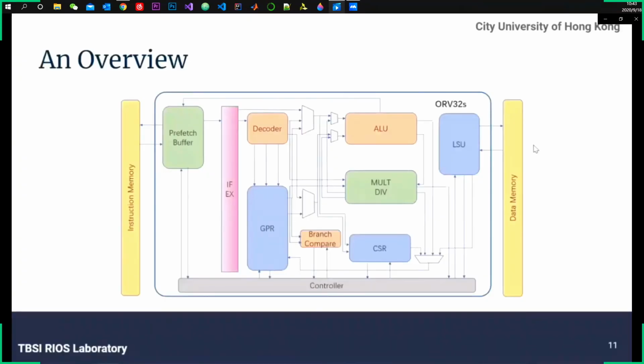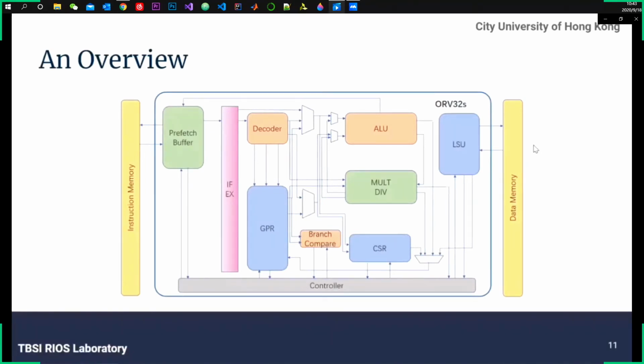So we have started our work in July and have been working on the project for the past 2 months. The block diagram of the microprocessor is shown below. In the first stage, the prefetch buffer fetches instructions from the instruction memory.